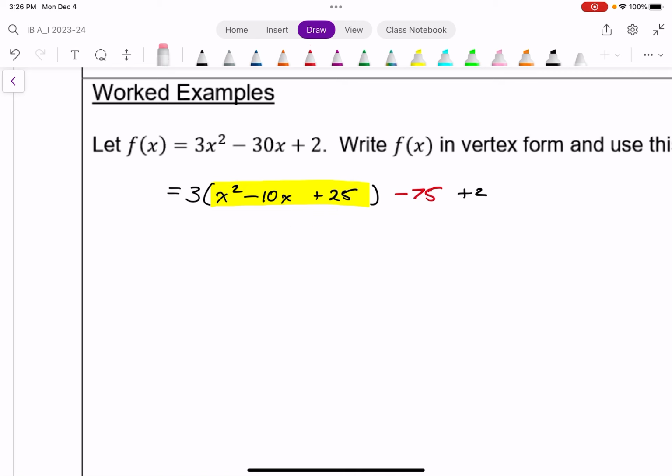Now the part you see highlighted is a perfect square, which means I can write it as just its factors, which must be the same factor twice. In this case, x minus 5 all squared. And for my constants, I can now combine like terms. Negative 75 plus 2 is negative 73. And what I have now is an equation in vertex form.